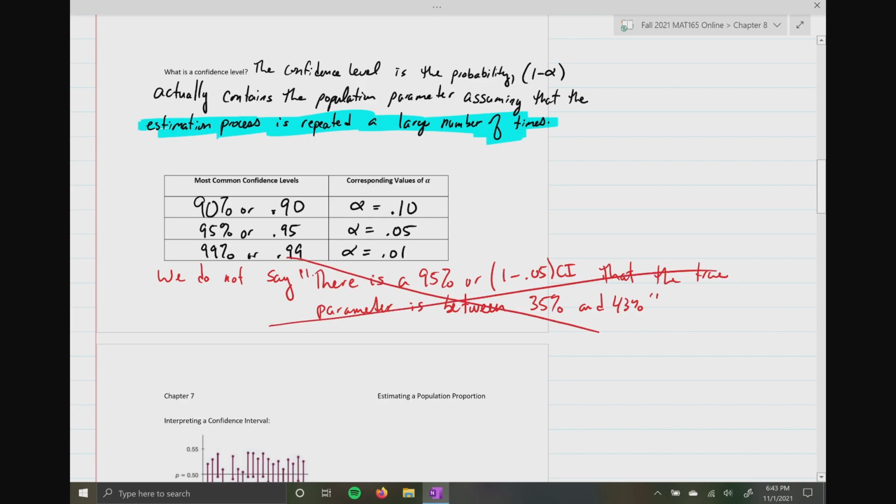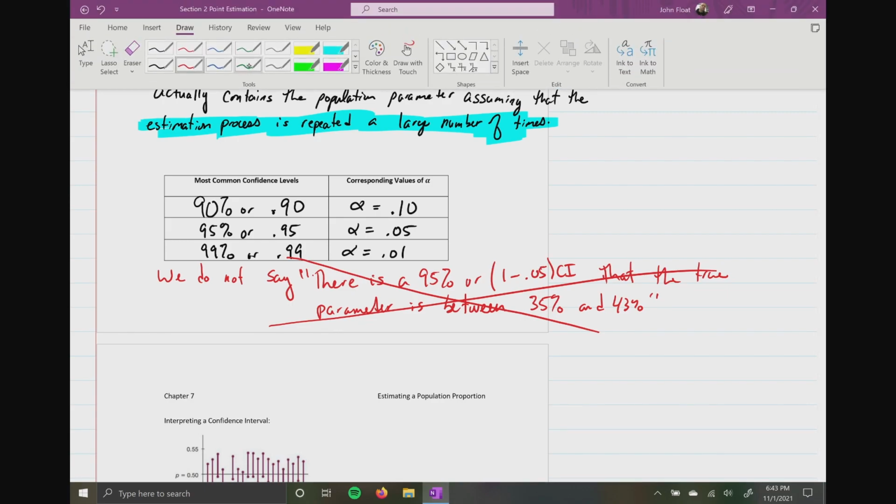That is incorrect. What we are saying here is if we were to repeat the process. So here's what this is saying here. Now I'm going to write this in green because this is good. Green is good.